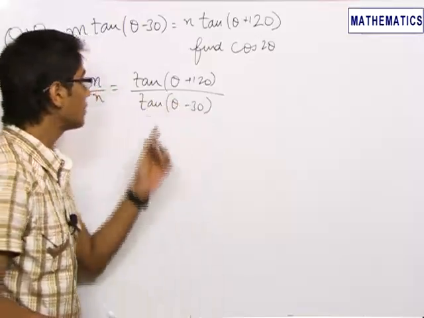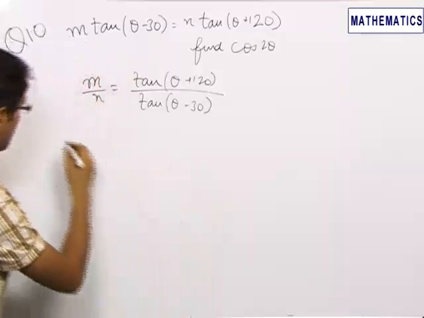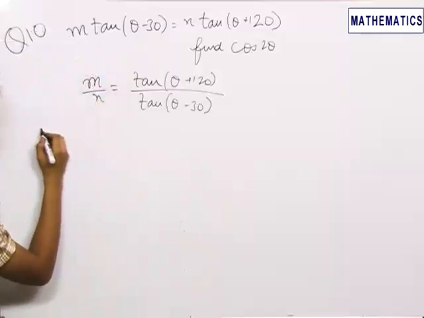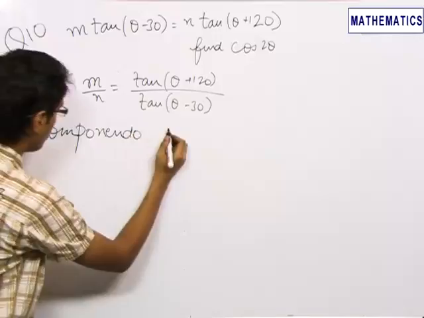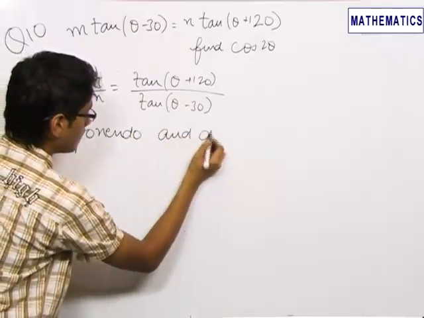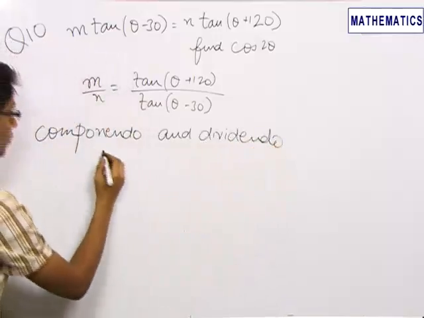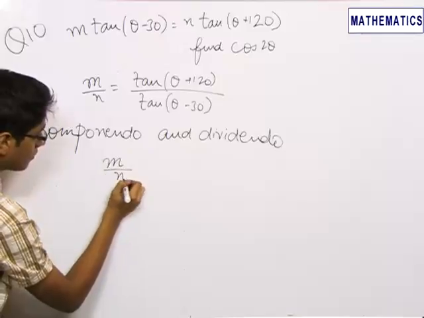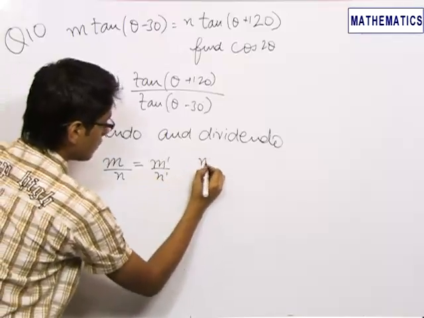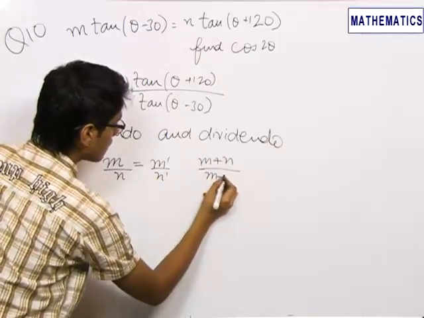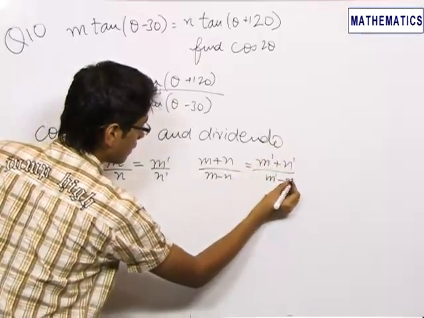Now most of the students will open the brackets, or they'll convert tan into sin or cos, or they'll do different things. But the most important approach used in this question is the approach of componendo dividendo, which would very much ease out the problem. Componendo dividendo says if m upon n is equal to m dash upon n dash, then m plus n upon m minus n is equal to m dash plus n dash upon m dash minus n dash.